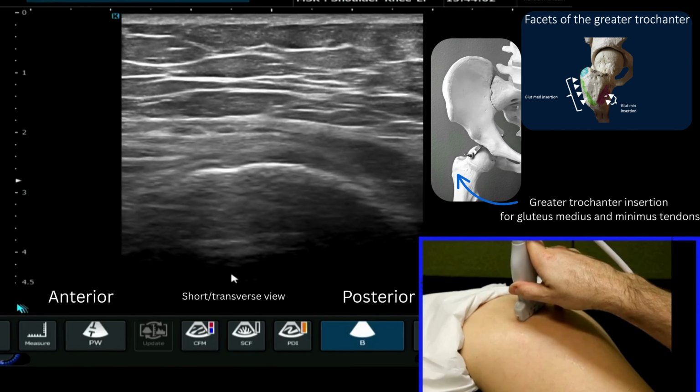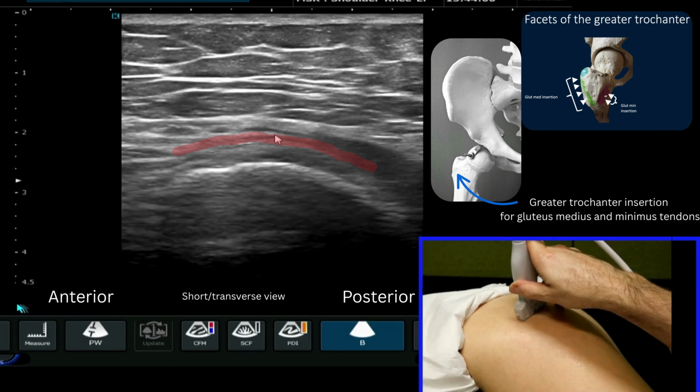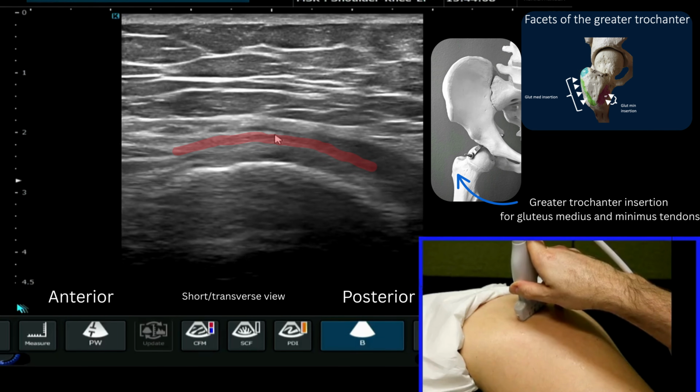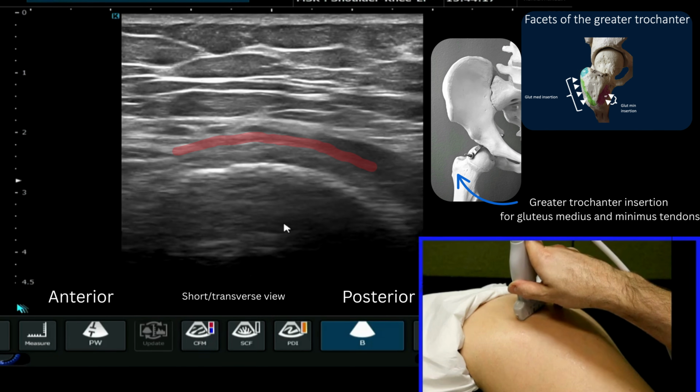Now in between these two, in the interface between these two layers, I'm just putting the pointer there, that is where the trochanteric bursa would sit. So we're looking at all of these structures here in the transverse plane, which is the best way to image these particular structures.